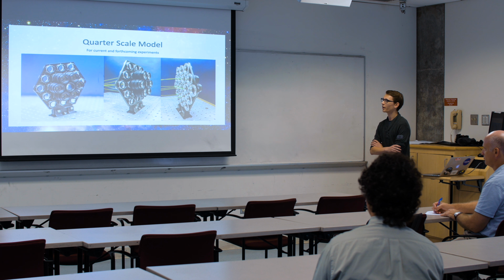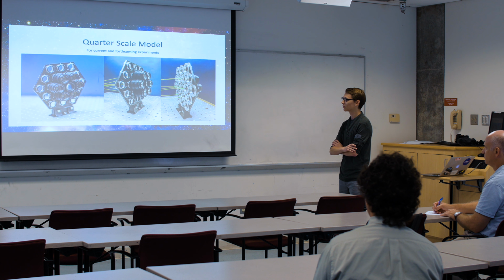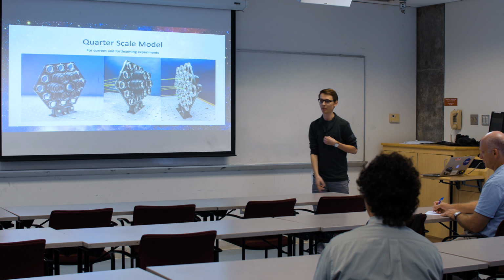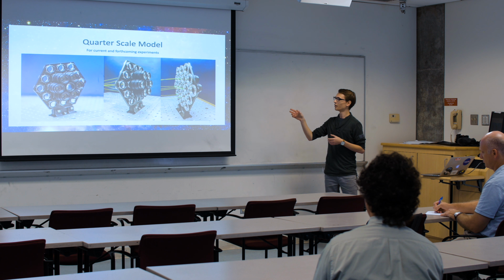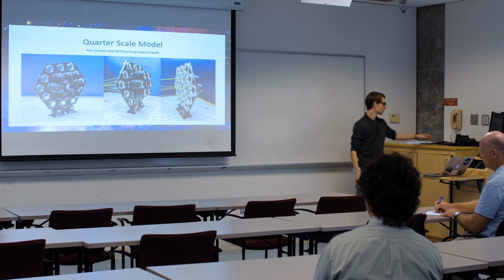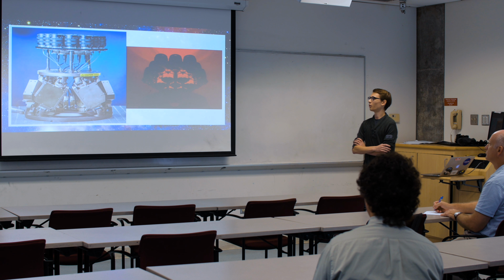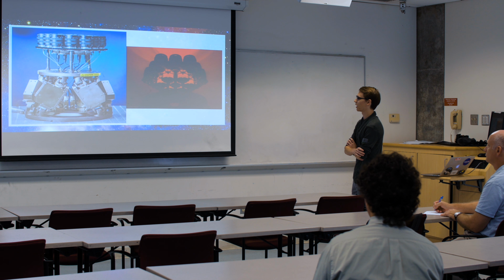So in the lab, we are developing a quarter-scale model of one of these BOA setups, and it basically just consists of a hexagonal aluminum panel with C-mount lenses and fibers mounted to the back of them, and we have an interface between fiber and lens interface. This is the quarter-scale model mounted on top of the 6-axis hexapod.